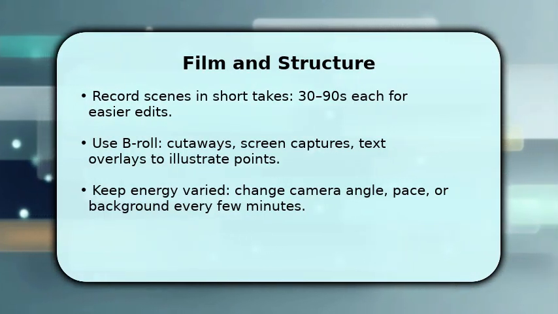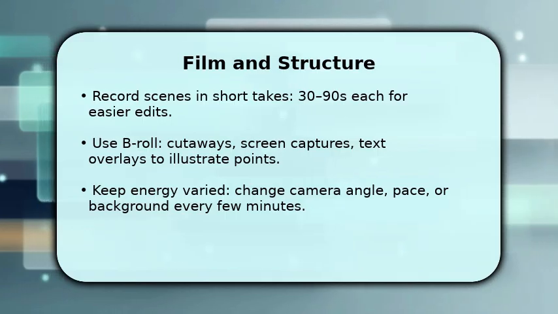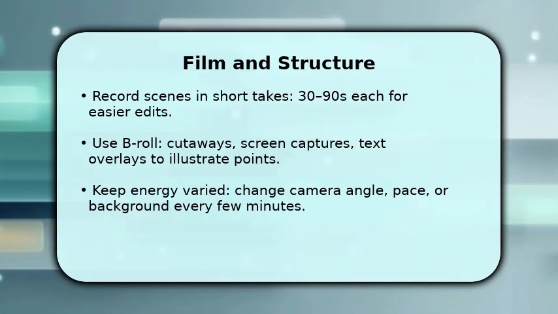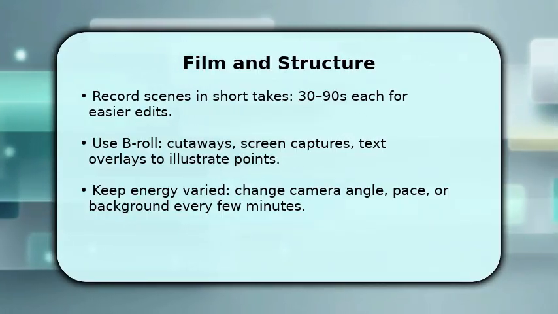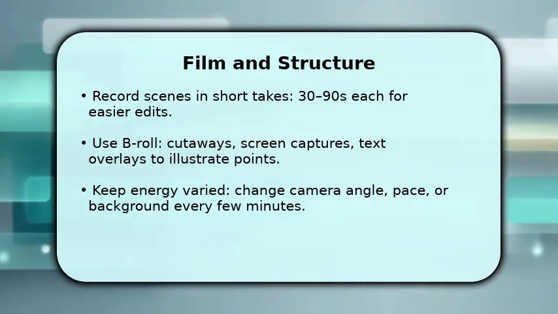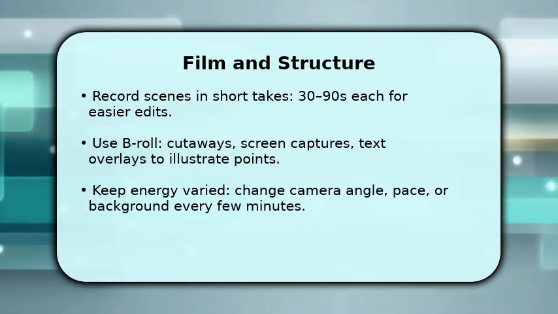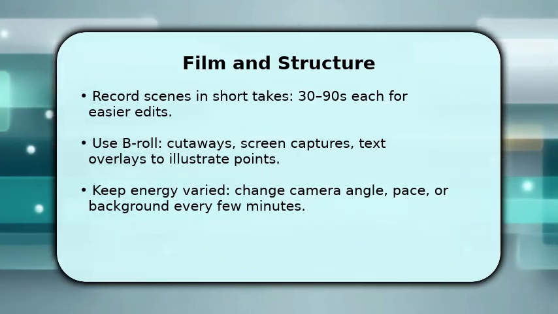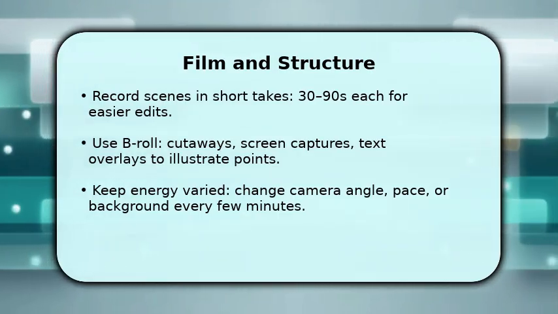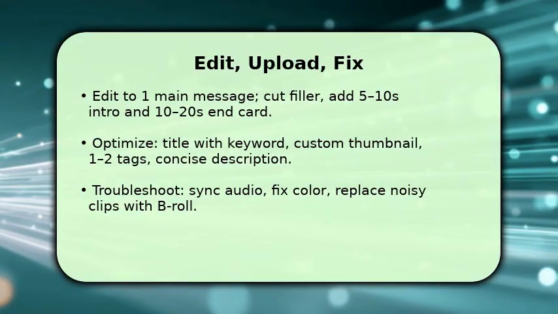Record short takes of 30 to 90 seconds so editing stays fast and flexible. Once you have your main footage, capture B-roll like cutaways, screen recordings, and close-ups to illustrate your points and cover jump cuts. Make sure to vary energy and visuals by changing angles, pacing, or background every few minutes to maintain attention. You should also record a few alternative lines and a clean room tone to simplify audio fixes during the edit later.